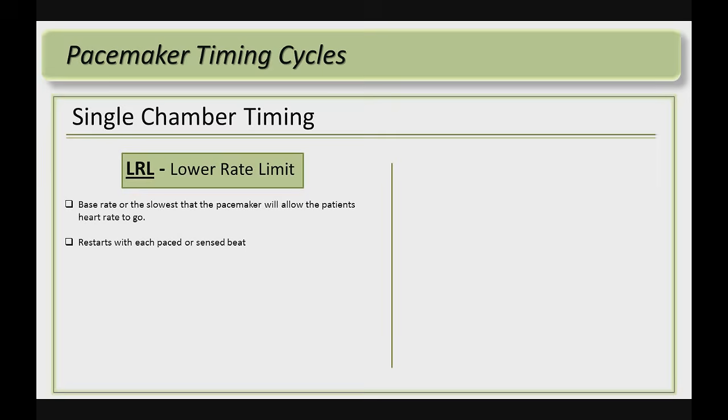Let's start with single chamber timing. The first timing cycle that we're going to learn about is the lower rate limit. The lower rate limit is often abbreviated LRL. The lower rate limit is the base rate, or the slowest that the pacemaker will allow the patient's heart rate to go. It restarts with each paced or sensed beat.